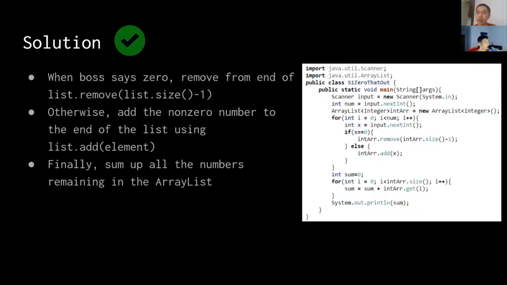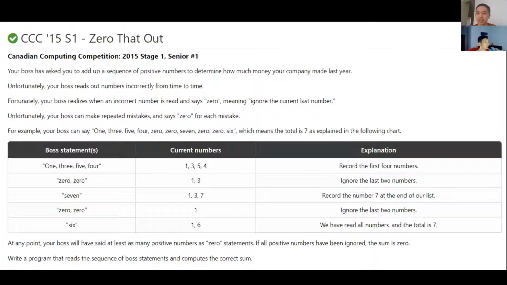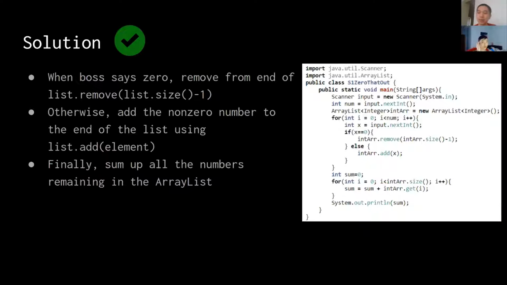Otherwise, you would add the non-zero number to the end of the list using list.add, and you would pass the element into list.add. So that would be the number that your boss has just said, right? After you've done all of this, checking if it's 0, and if it's 0, you remove at the end of the list, and if it's not 0, you put it into the list, you can just add up all the numbers that are left in the array list, and that would give you your answer.